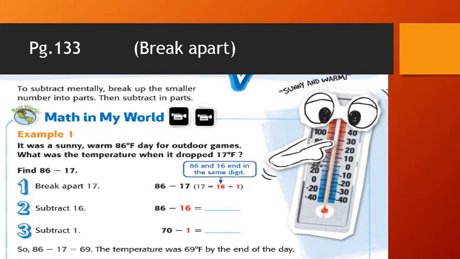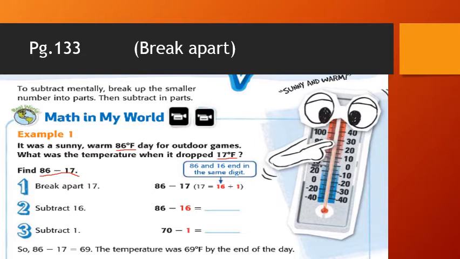For example, this example. It was a sunny, warm, 86 degrees Fahrenheit day for outdoor games. What was the temperature when it dropped 17 degrees Fahrenheit? First, I will make subtraction. 86 minus 17. How come?